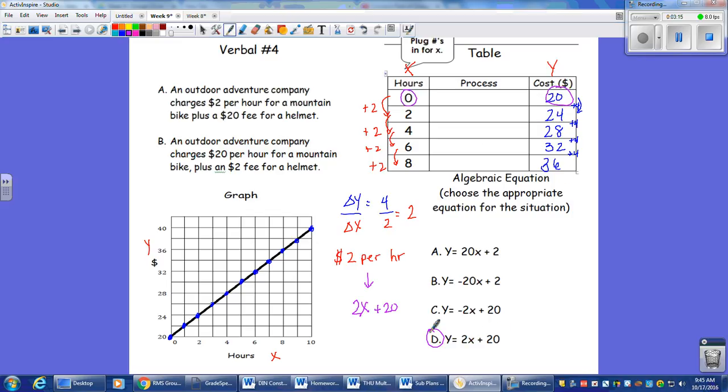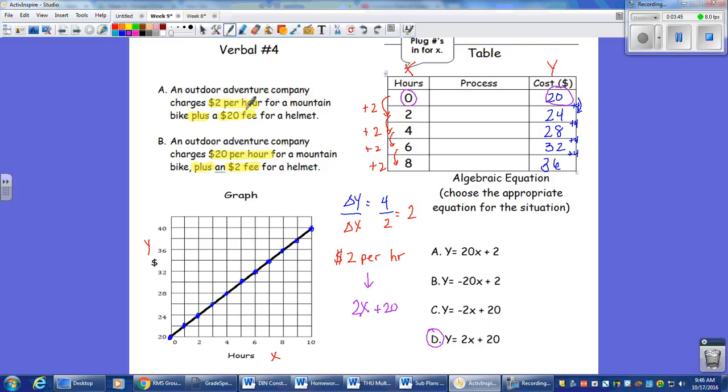Now the last thing I need to do is figure out which one of these verbal descriptions is correct. So it says an outdoor adventure company charges $2 per hour for a mountain bike plus a $20 fee for a helmet. The next one says an outdoor adventure company charges $20 per hour for a mountain bike plus a $2 fee. So when I look at this, there's only one difference, and that's $20 per hour in the 2, and the $2 per hour in the 20.